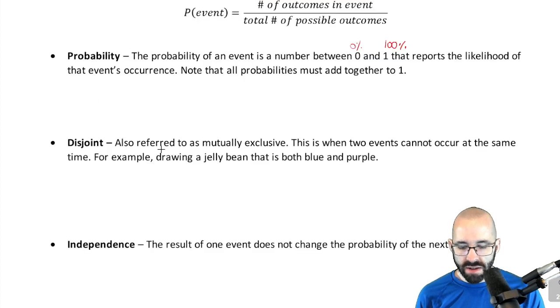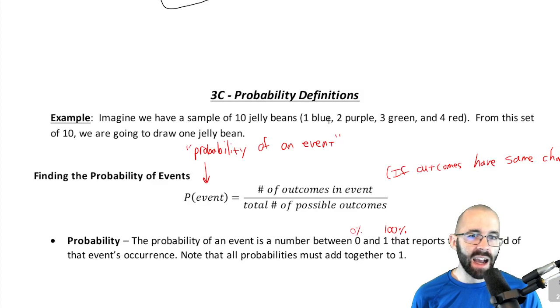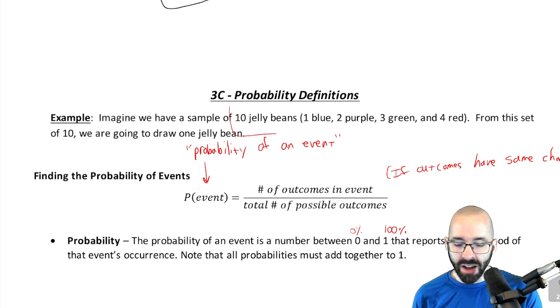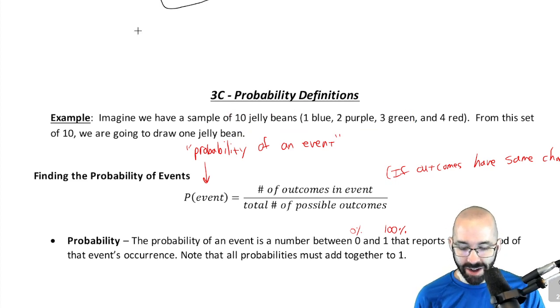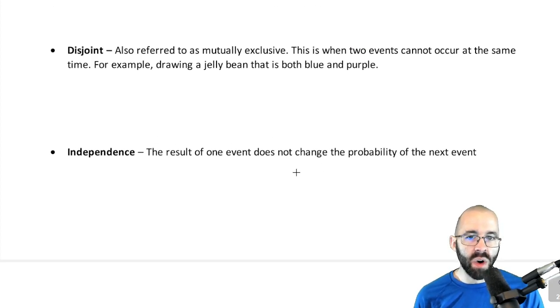Two things are disjoint. We'll sometimes call them mutually exclusive as well. These mean the same thing. And this is when two events can't occur at the same time. So if we draw a jelly bean in this example that's both blue and purple, that can't happen. It's either blue or purple. And yes, there are jelly beans in existence that are blue and purple, but not these jelly beans. That's disjoint. And we'll be able to say some nice things if we ever have disjoint events.